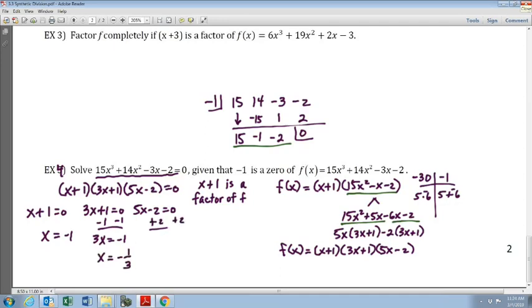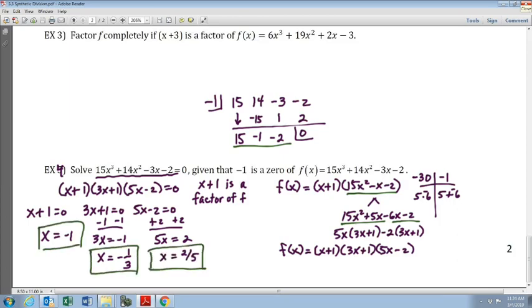And on the last one there, you're going to add 2 to both sides. You get 5x equals 2. And divide each side by 5, and you'll get 2/5. And so notice these are the solutions to this equation. They're also the zeros to this function. And remember, that's also what you would use to get the x-intercepts if you were graphing this function.